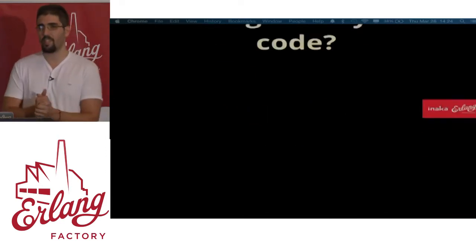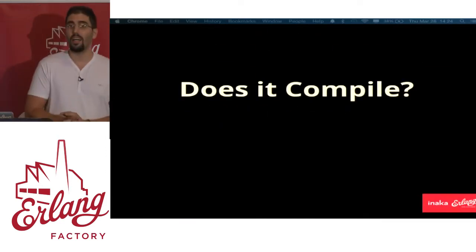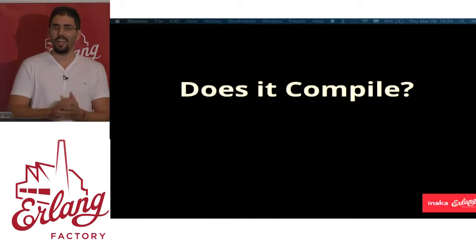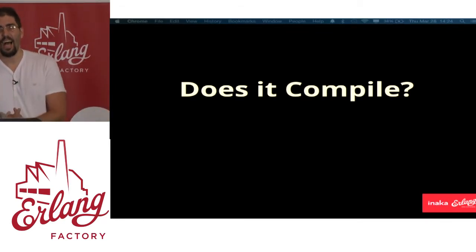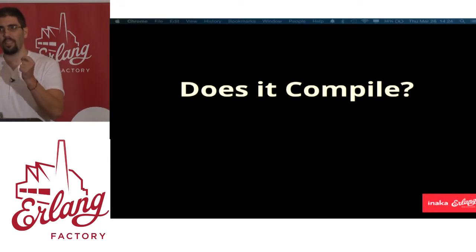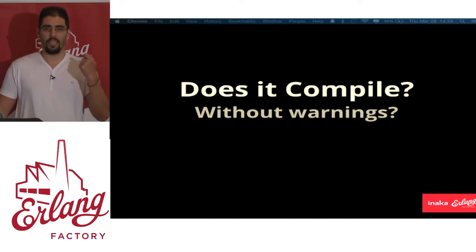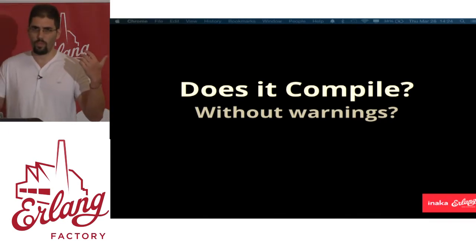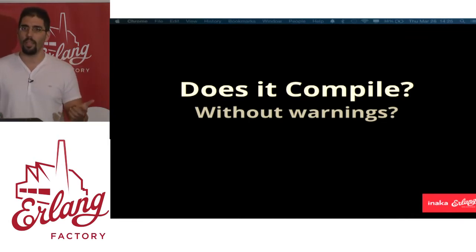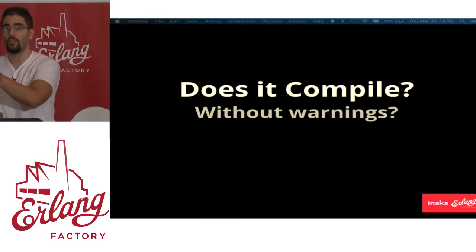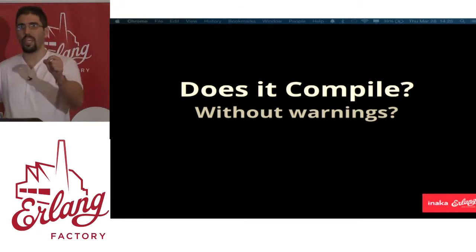So the first question is the funniest one. I bet everybody has written code here. Does your code compile? The question is a little bit more relevant if you say, does your code compile without warnings? When you run make or erlc or rebar compile, do you get a list of warnings when you're compiling? Do you get a list of things that say, warning, you have this function that's not used, or whatever? If you do, I would say there is something that you need to check there.